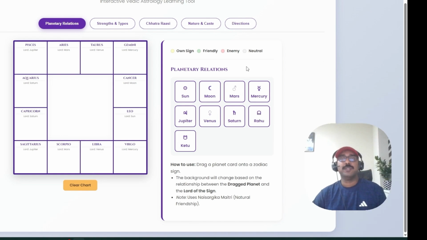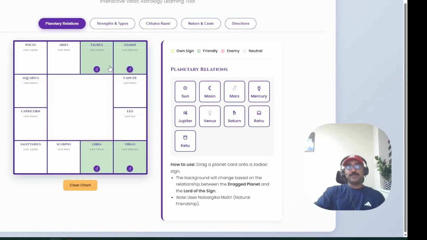Okay, let's start with the relationships. Let's start with Mars. With respect to Prashna, for Mars, Venus and Mercury are friends. So if you place Mars here, Mercury and Venus are friendly to it. This is the relationship between Mars and Venus and Mercury. As you can see, Venus and Mercury are friends to Mars.